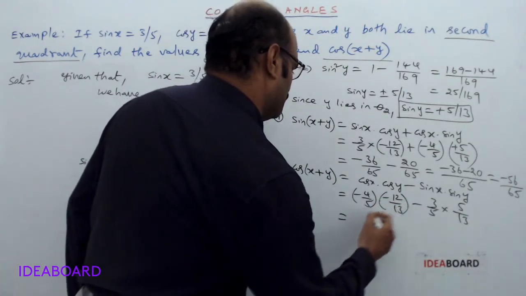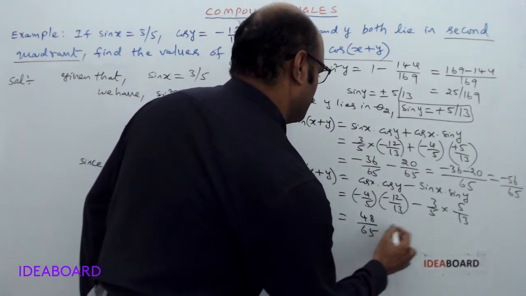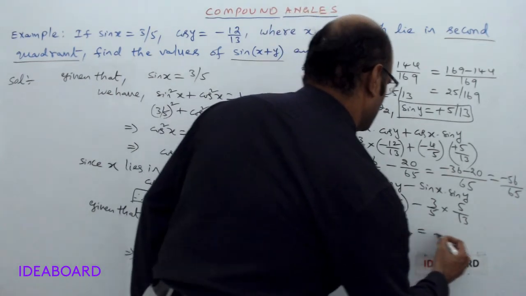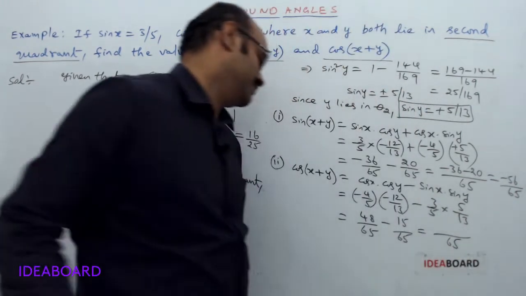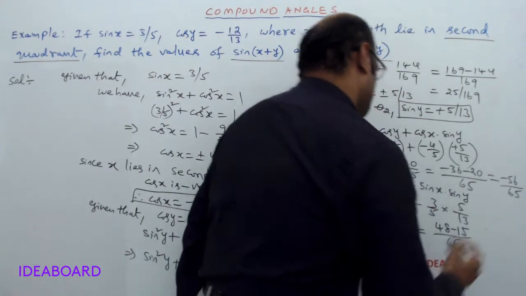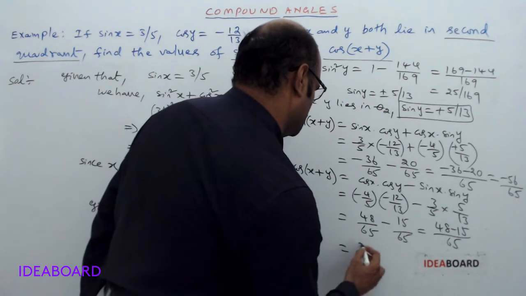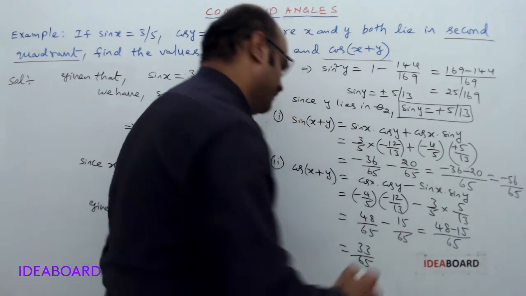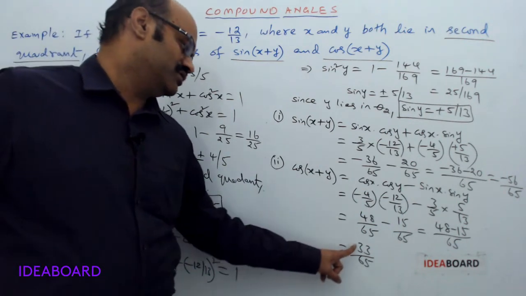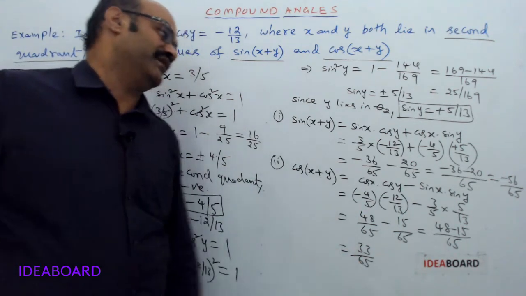then 48 by 65 minus 15 by 65, LCM 65, 48 minus 15 equal to 33 by 65. Therefore, cos of x plus y equal to 33 by 65.